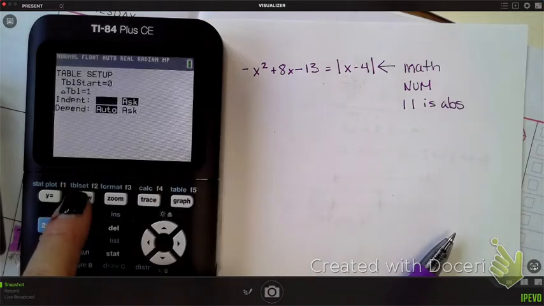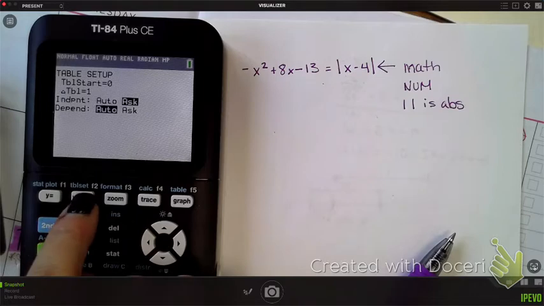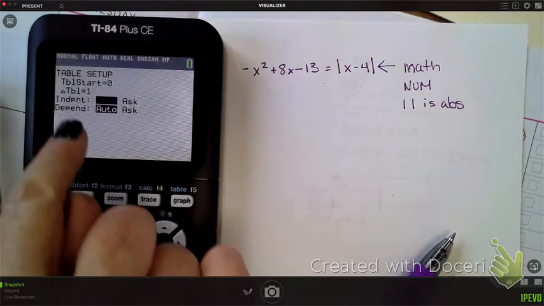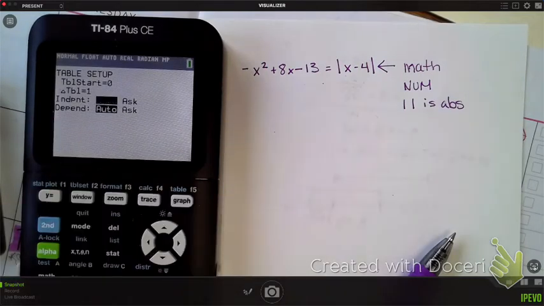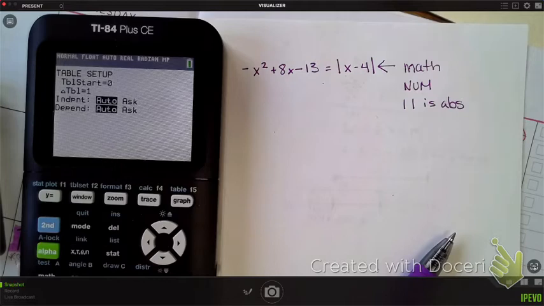Mine is in blue, so I'm going to hit blue. Yours is in orange, so you're going to hit orange. Hit second window to get to table set. Make sure that yours says 1 and auto. Now, see where it says table start? What if my table start says 4? Change it to 0. It really doesn't matter, but change it to 0.